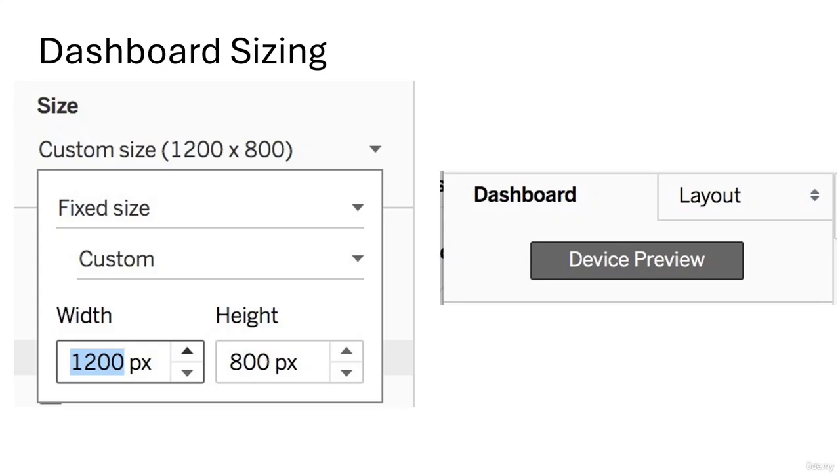Customizing dashboard size ensures it looks good on different devices and screen resolutions. Tableau allows you to set a fixed size or use a range of sizes for responsive layouts. For example, you can set a custom size of 1200 by 800 pixels or enable device preview to see how your dashboard appears on different devices. Adjusting dashboard sizing ensures that your visualizations are accessible and well presented across all platforms.